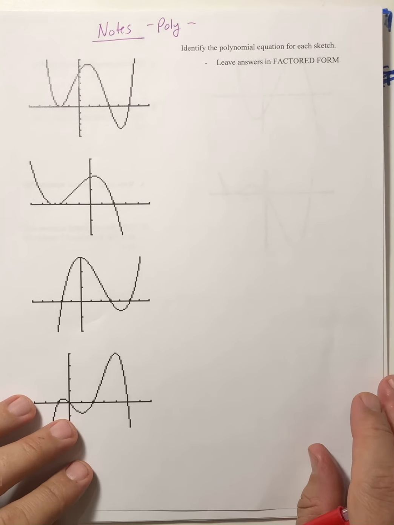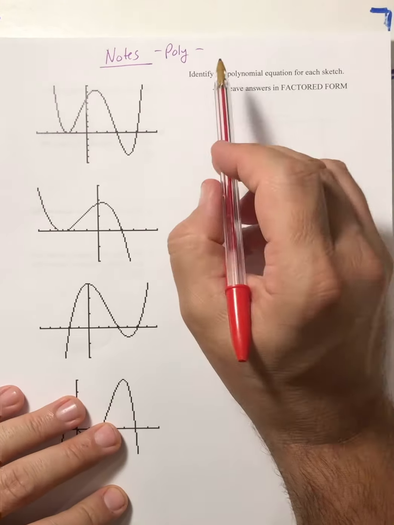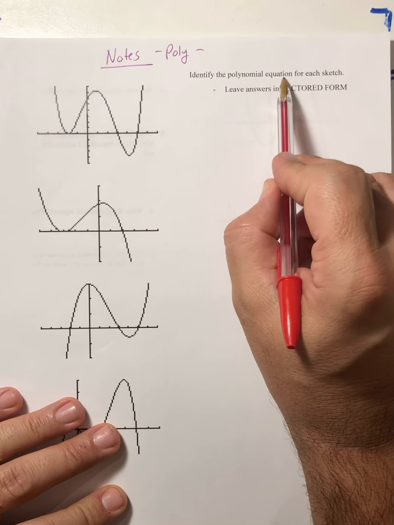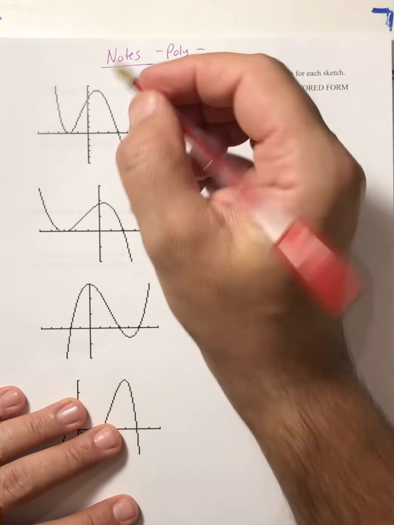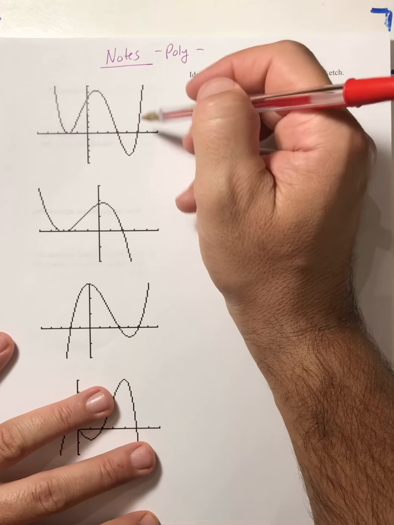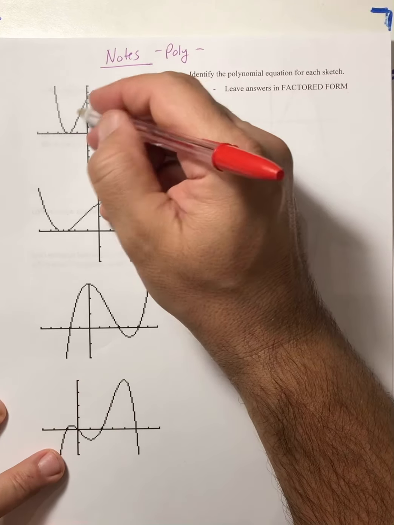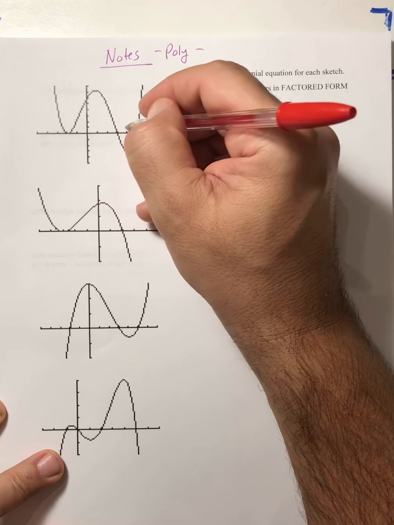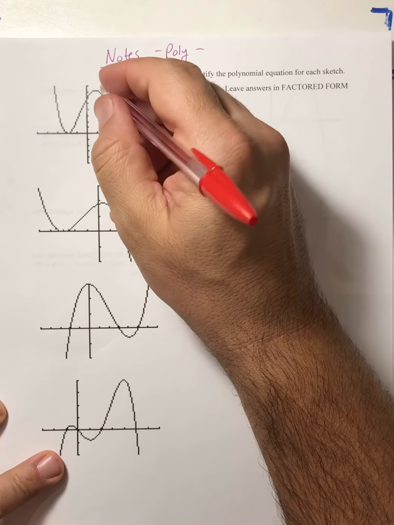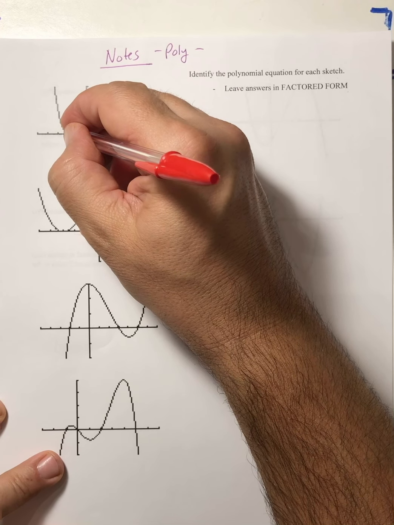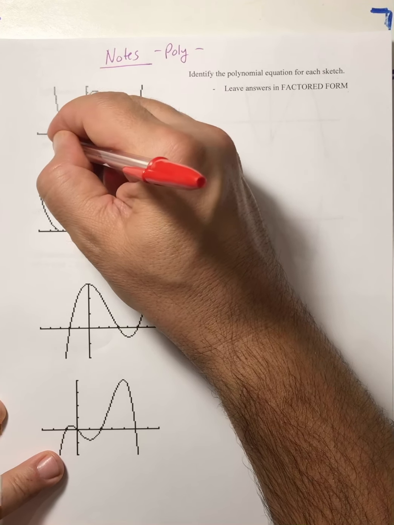Now let's do some graphs. So now we're going to write these things in factored form. We're going to identify the polynomial equation for each sketch. We're going to leave answers in factored form. So the first thing that we have to do is go through here and figure out what the roots are. So each of these little tick marks are ones. Okay, I did that. I made them nice and big for you to see. So that's a 1 here. That's 2 right there. So that's 2, negative 2.